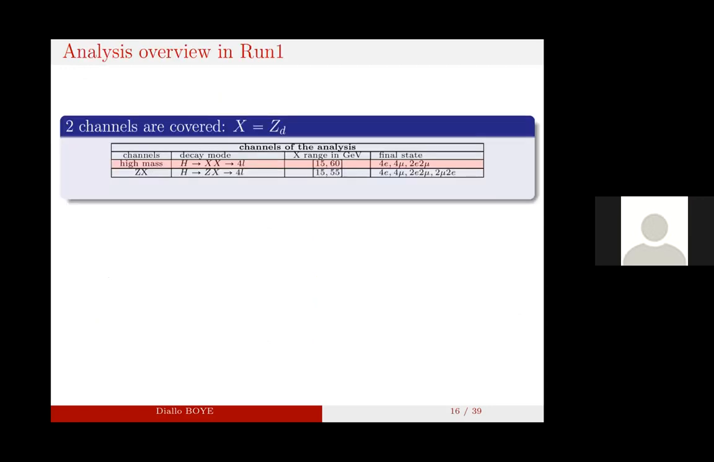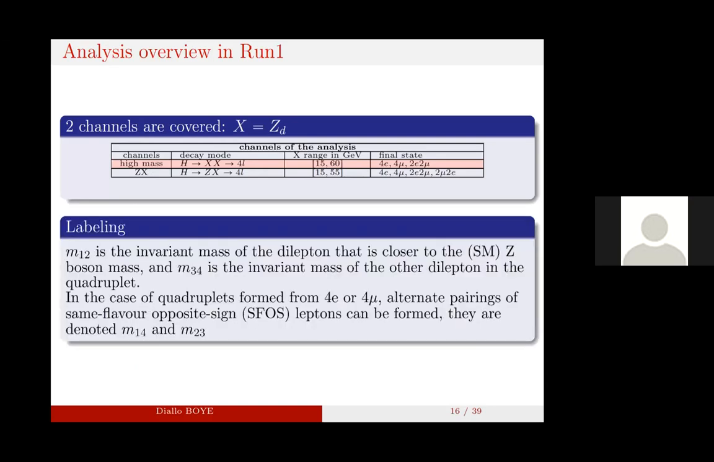Okay, so the first time we perform this analysis is in run one, where we were considering only two channels, the high mass channel and the ZX channel that I have already went through. And since we have four leptons in the final state, it's better to label them. The label we are choosing is M12, which is the invariant mass of the dileptons that is closer to the Z mass. And M34 is the invariant mass of the other dileptons in the quadruplet.